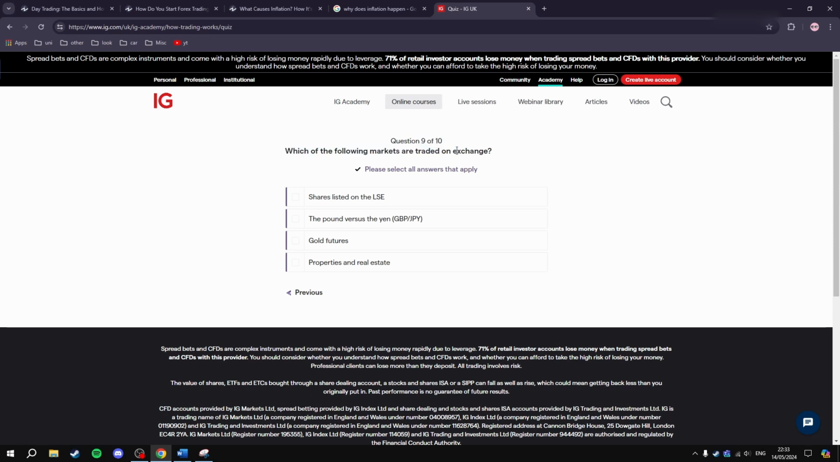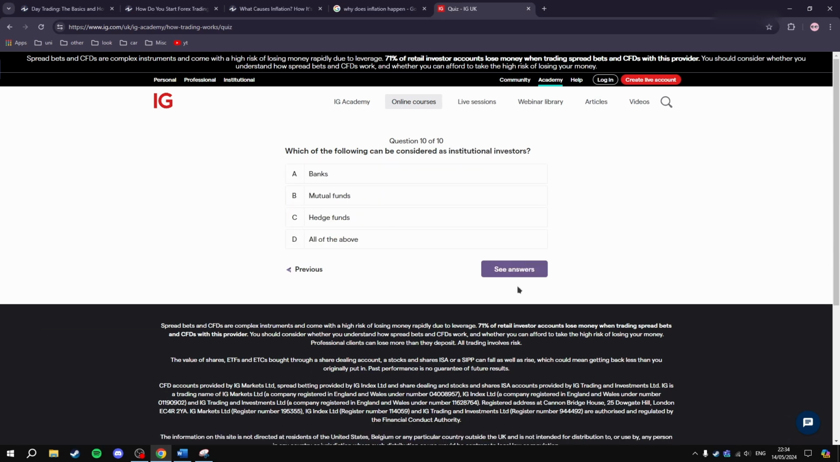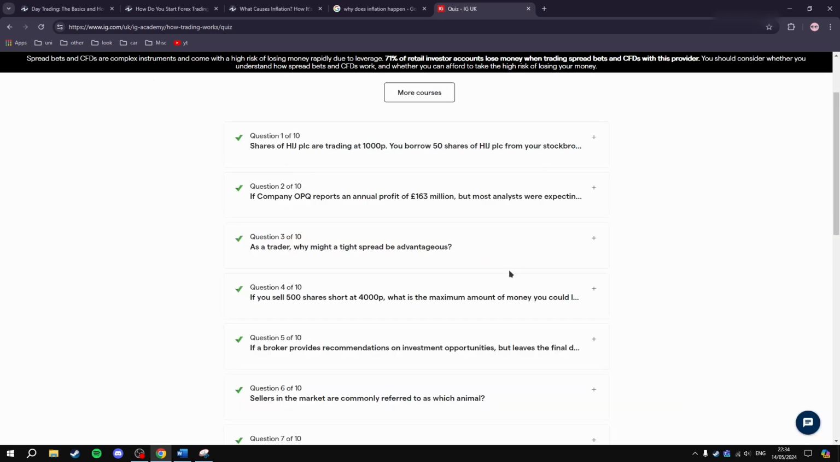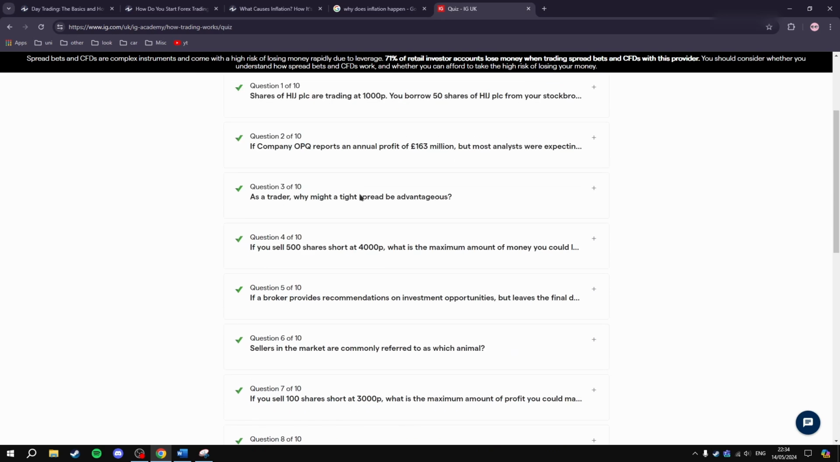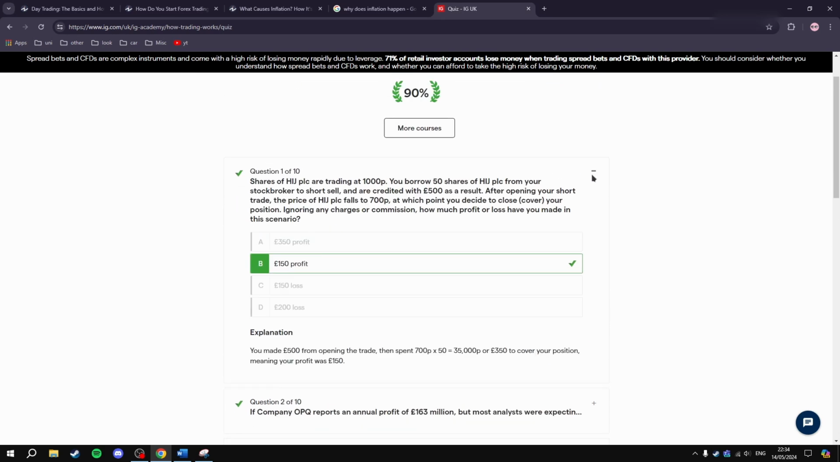Which of the following markets are traded on exchange? Shares, not that. Gold futures, property and real estate, I think that. Which of the following can be considered as institutional investors? Banks, mutual funds, all of the above. 90%, which one was wrong?